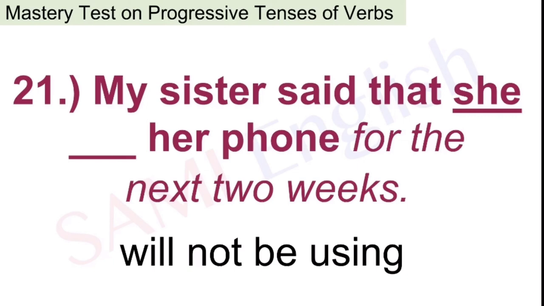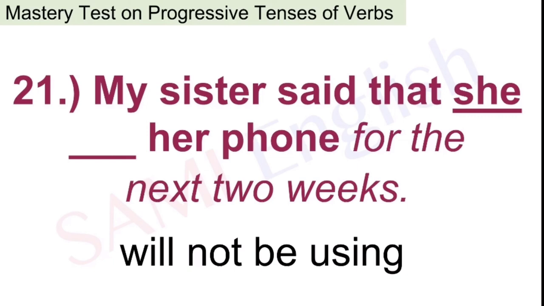Again, my sister said this in the past, okay? Kaya yung verb na ginamit ay said, okay? Nangyari in the past. Pero, yung gagawin niya ay mangyayari pa lang in the future, okay? This will happen for the next 2 weeks. Kaya ang gagamitin dapat ay future progressive tense of the verb.